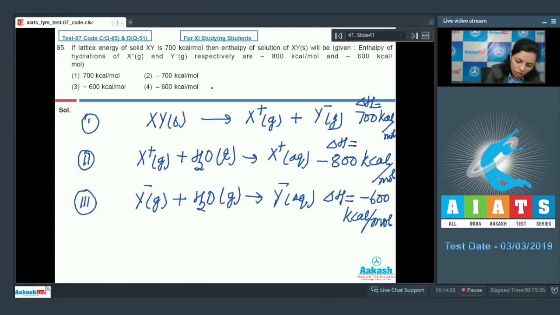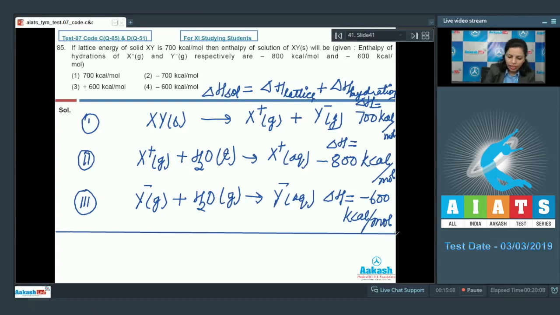What is enthalpy of solution? Enthalpy of solution is equal to lattice enthalpy plus the solvation enthalpy, or simply the hydration enthalpy. And these two hydration processes, which are clearly given here as the second equation and the third equation, it means we need to just add all these three. So on adding these three, we will be getting the enthalpy of solution.